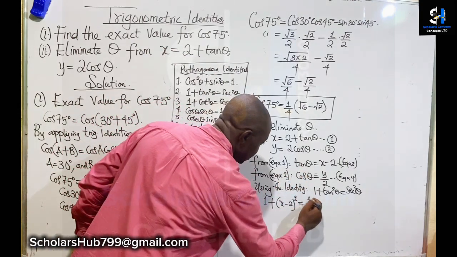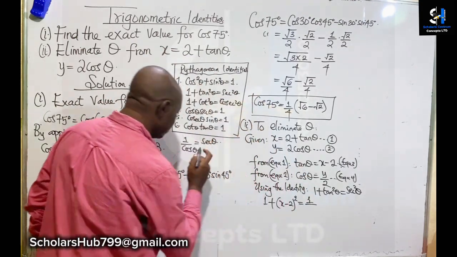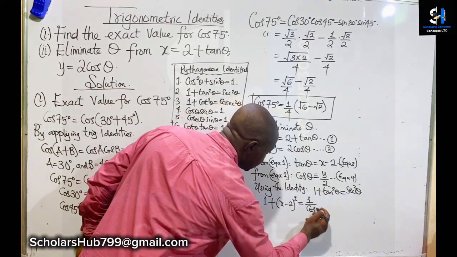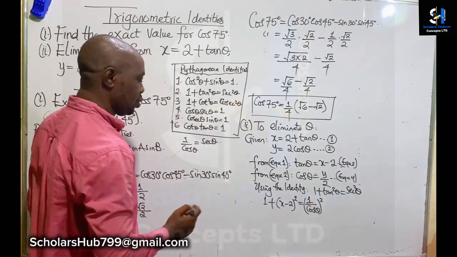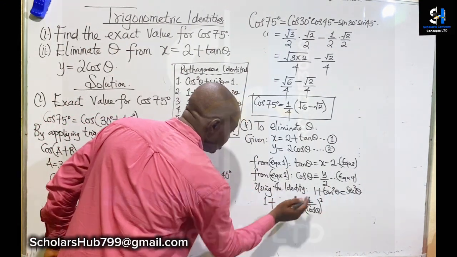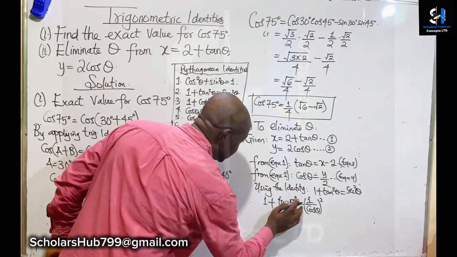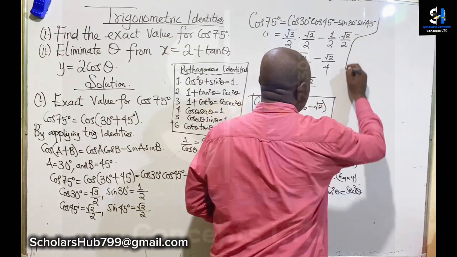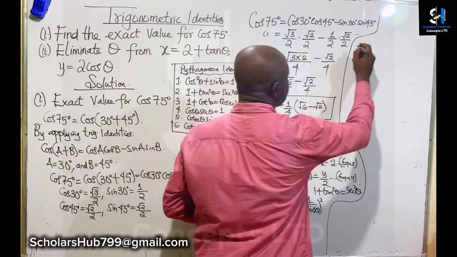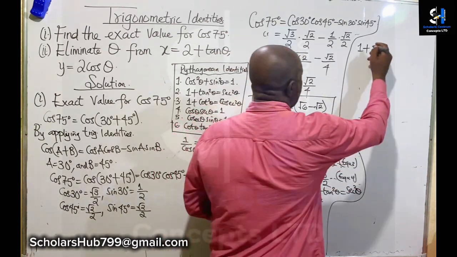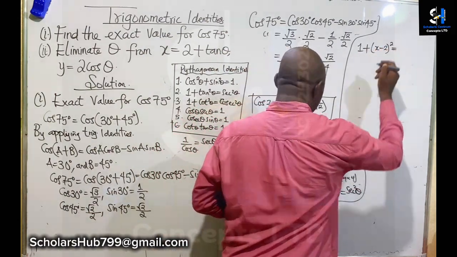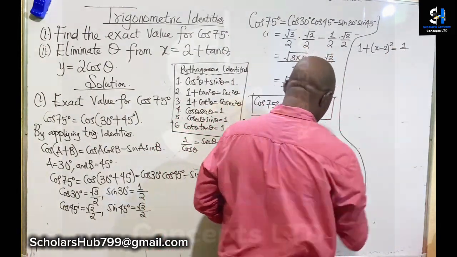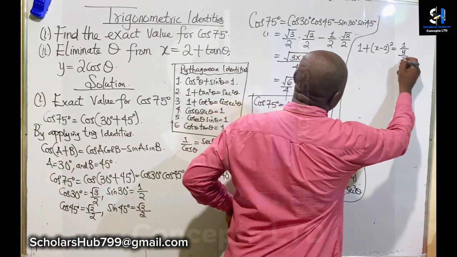When we say sec²θ, that is the reciprocal of cos, that will be the reciprocal of cosθ, raised to the power of 2. Let me write this again as tan²θ. So from here we can then say that we have 1 plus (x minus 2) raised to the power of 2, and 1 over cosθ. Now 1 over cosθ is 1 over y over 2, okay.